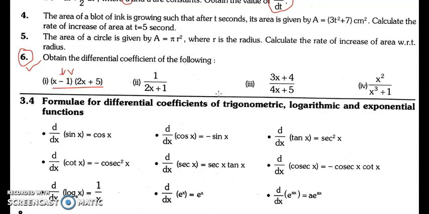d by dx of sin x will be cos x, d by dx of cos x would be minus sin x, tan x would be secant square x, cot x would be minus cosecant square x, secant x would be secant x tan x, cosecant x would be minus cosecant x cot x, log x.